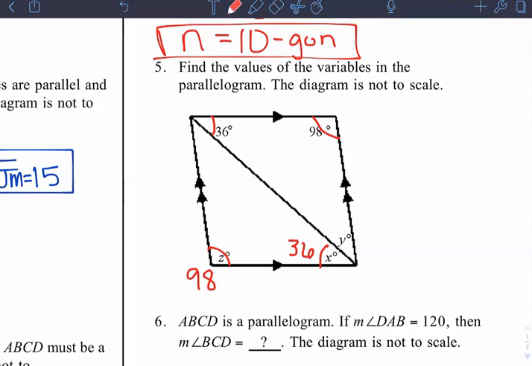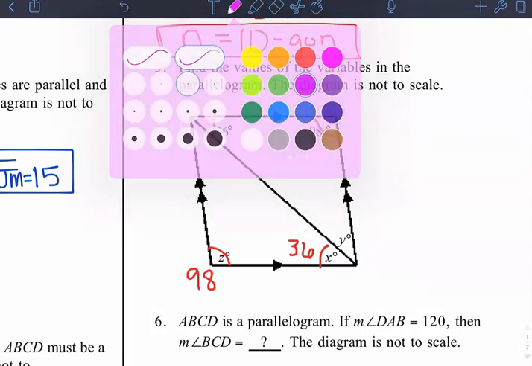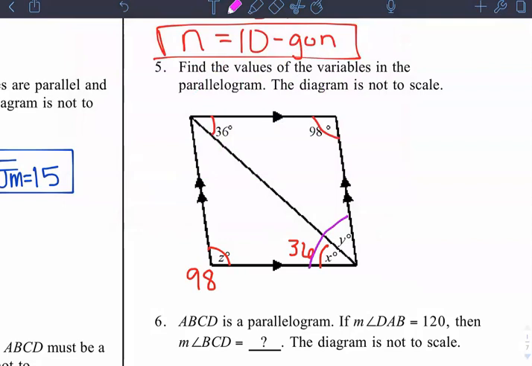I don't know what the measure of this angle equals, but I know whatever it is, it'll equal this. So once I find y, I can find this last missing angle. So I know with the quadrilateral, everything adds up to 360. So I'm going to add up everything I know already, and then I'm going to subtract that from 360, and then I'll cut it in half.